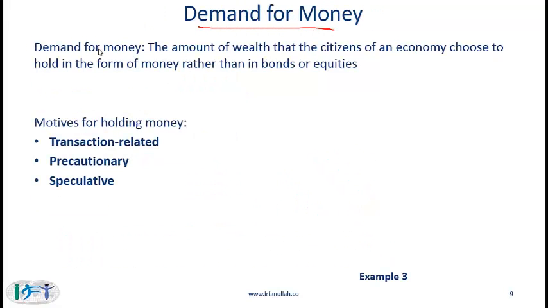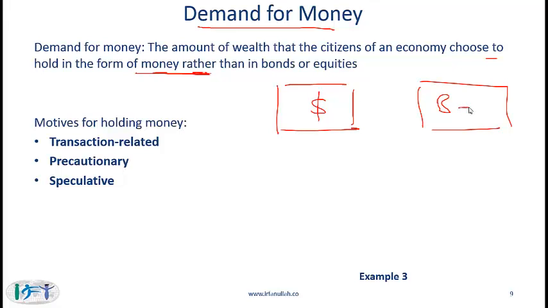Demand for money. Demand for money is the amount of wealth that the citizens of an economy choose to hold in the form of money rather than in bonds or equities. This is an important point. So either the citizens of a country hold money in the form of money or cash, or they invest in bonds and equity. What are the motives for holding money? Here are the three major motives.